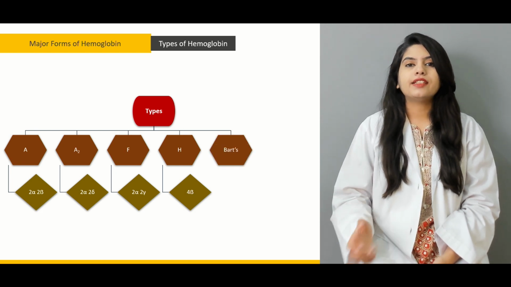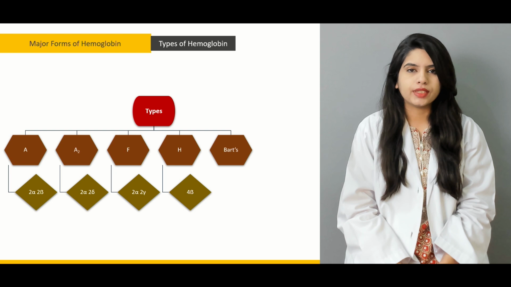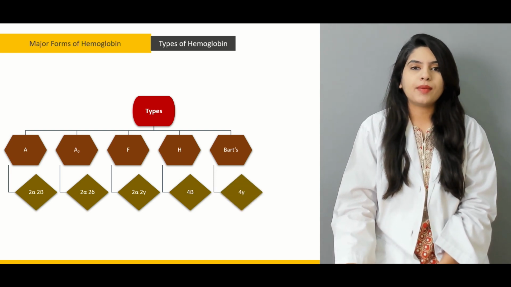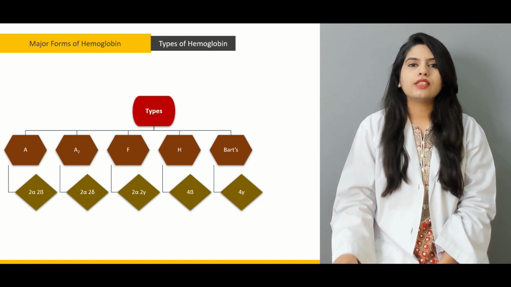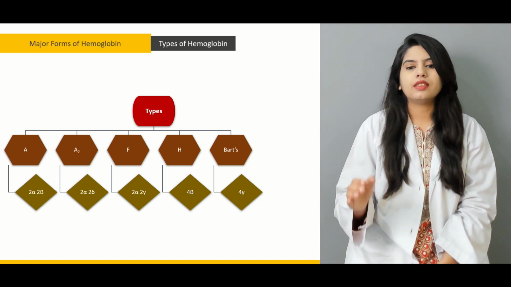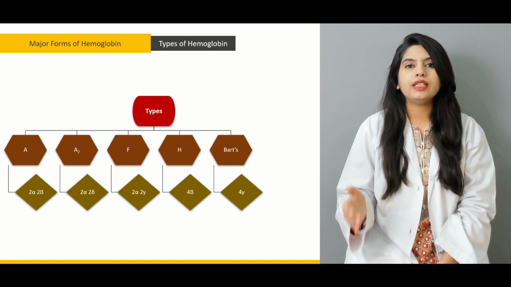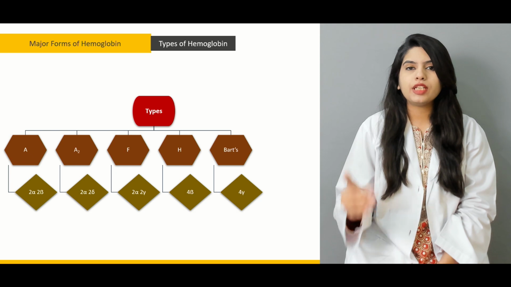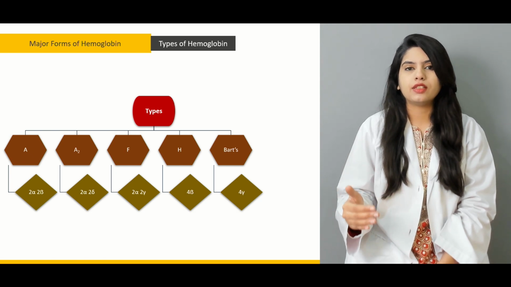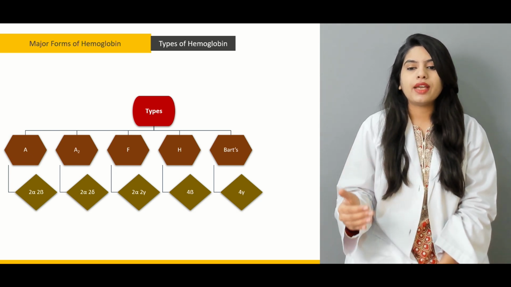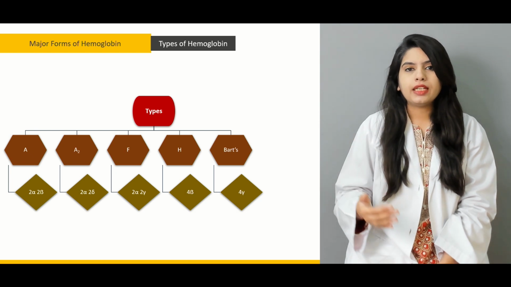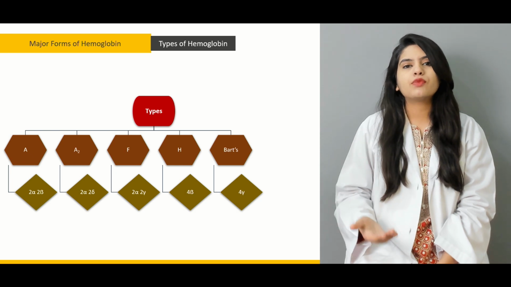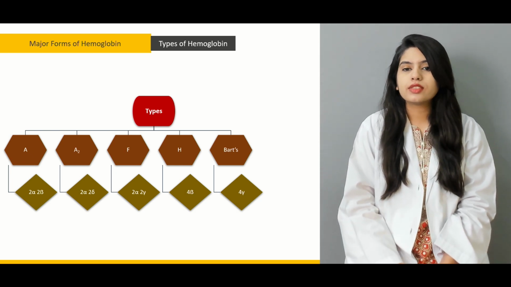Then there is another type known as Bart's hemoglobin. Bart's hemoglobin consists of four gamma chains. Now there are no alpha and no beta chains. As I told you, this type of hemoglobin chain is only present during intrauterine life. That's why when the baby is born, he will suffer from the severe symptoms of thalassemia, and usually it is very difficult for the baby to survive.